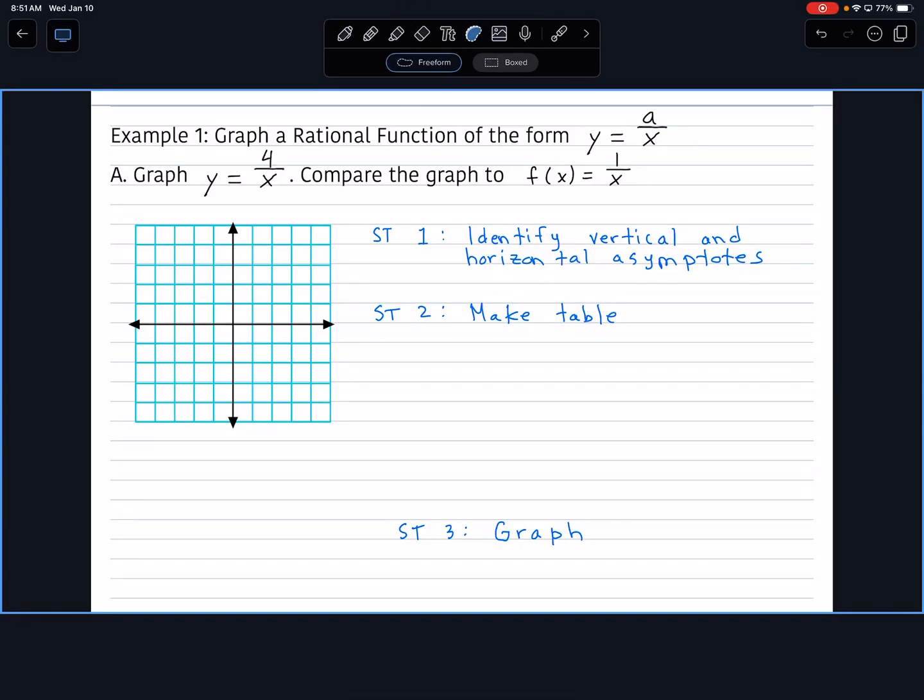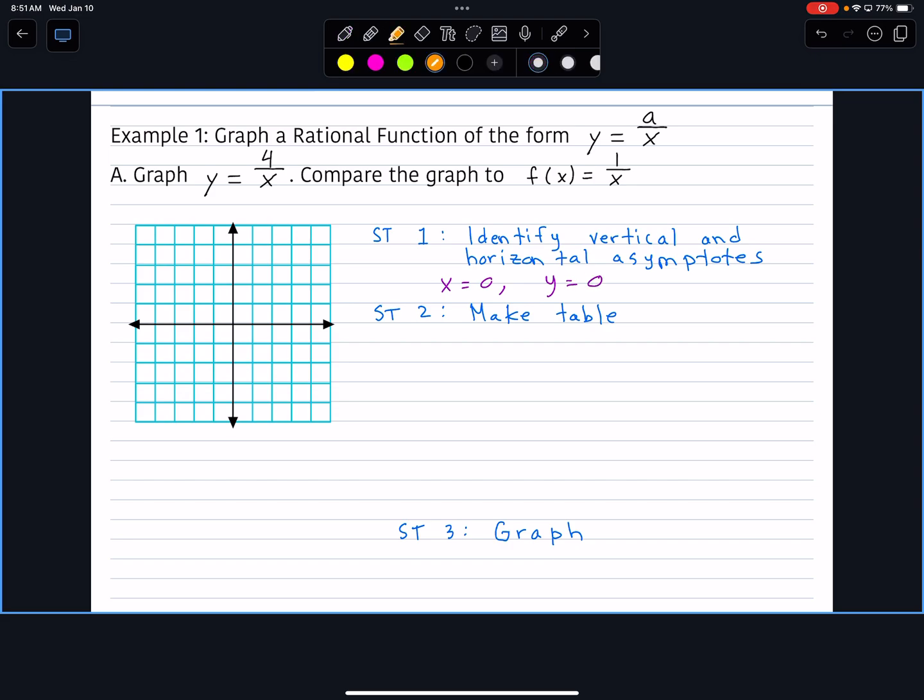Okay, in order to graph this, the first thing that we're going to do, according to step one, is find the vertical and horizontal asymptotes. Because there's no translations here, the vertical asymptote is going to be the line x equals 0, and the horizontal asymptote is going to be the line y equals 0.